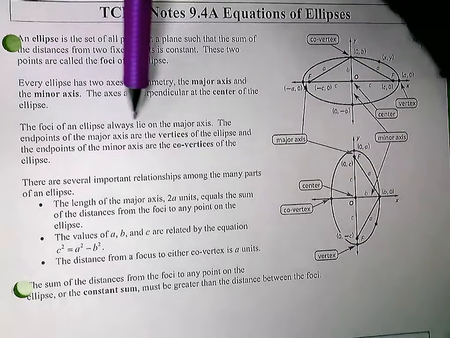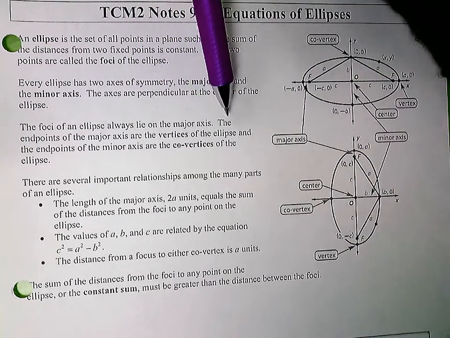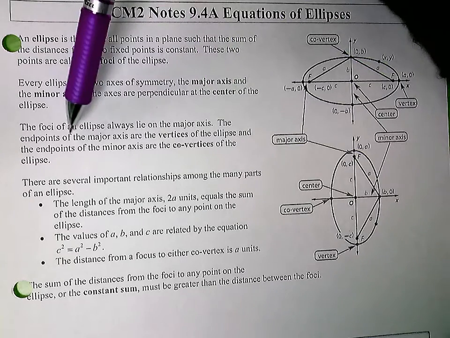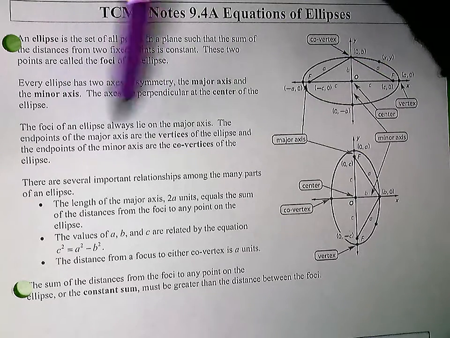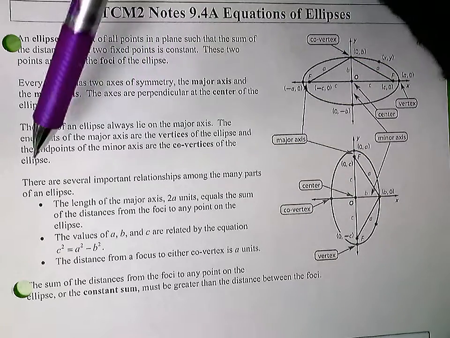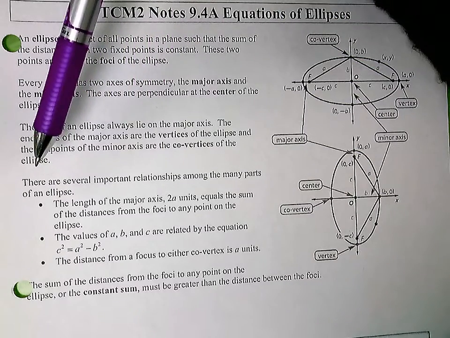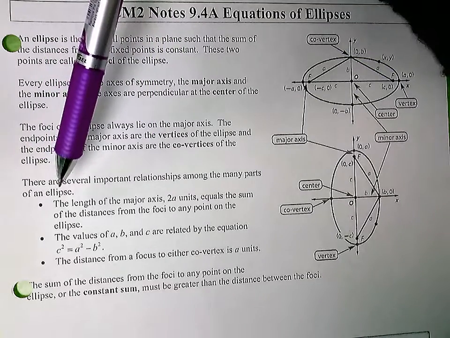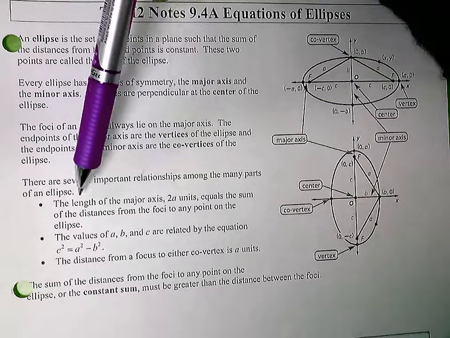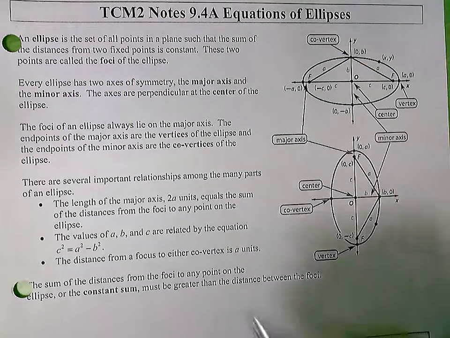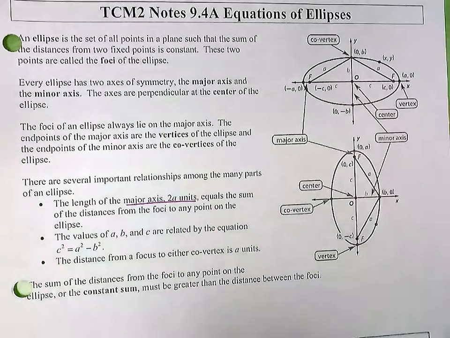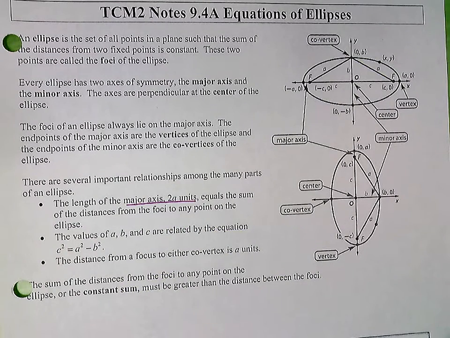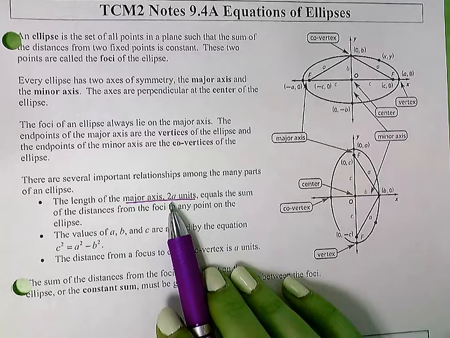The foci of an ellipse always lie on the major axis. The endpoints of the major axis are the vertices, and the endpoints of the minor are the co-vertices. Okay, there are several important relationships for an ellipse. The length of the major axis is 2a units. Okay, so you're going to need that a value in order to set up an equation. Okay, so your major axis is 2a units.